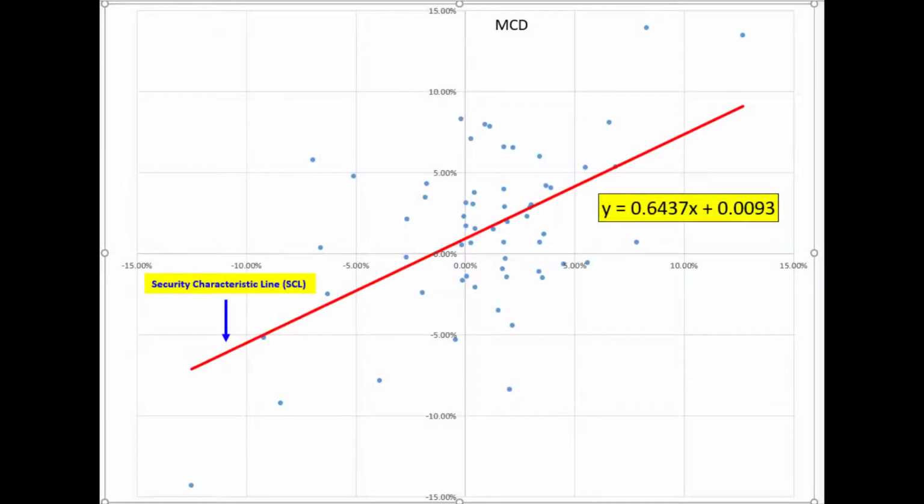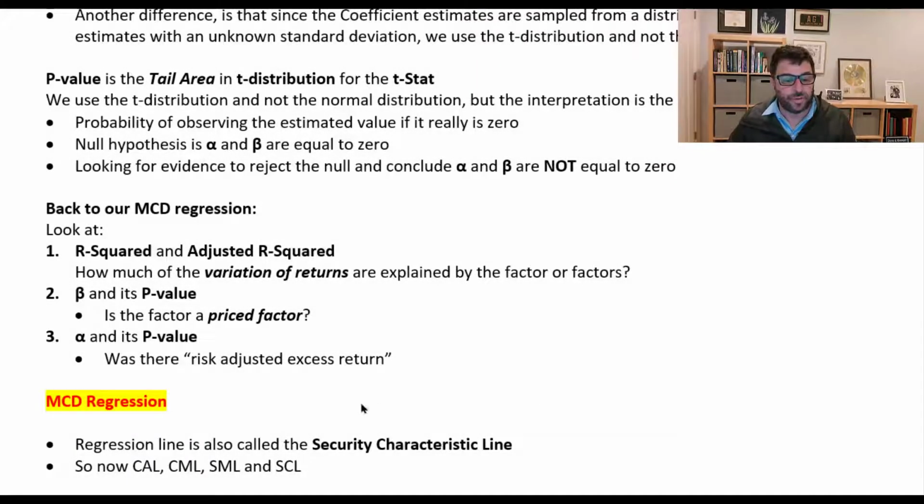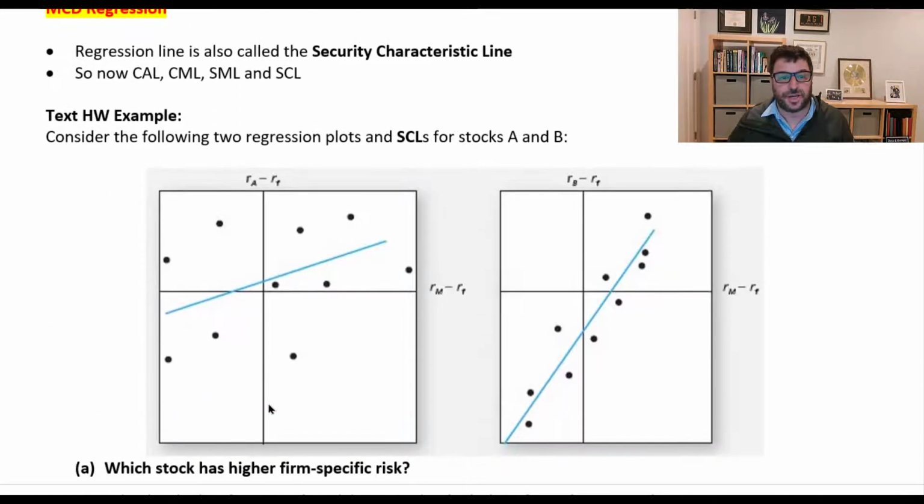And so here's the security characteristic line from this regression. This is how we refer to this line. The characteristic in this particular case is the market return. And so this tells us the slope and intercept for the best fit line for McDonald's relative to the S&P 500. Again, here is the monthly alpha, and the beta tells me the slope of this line, which is 0.6437. And so again, the regression line is also called the security characteristic line.